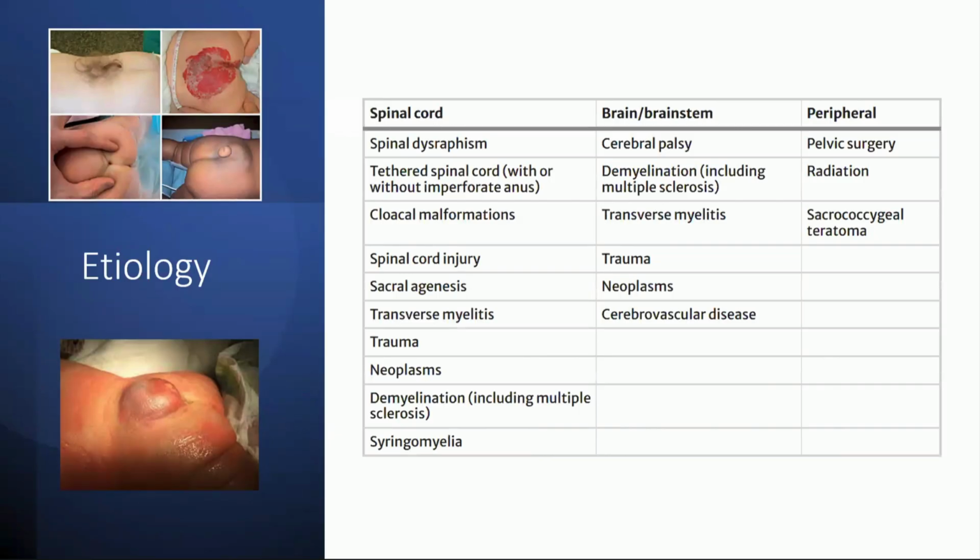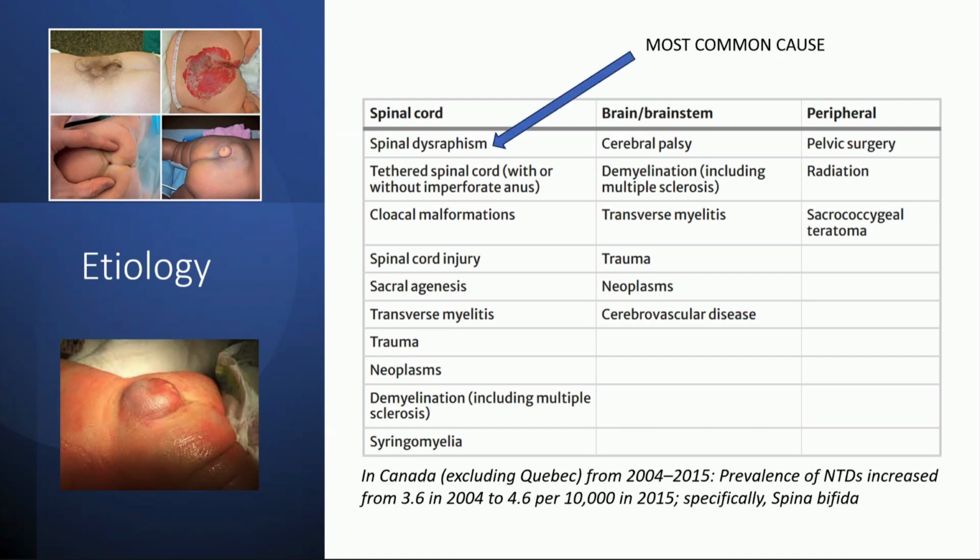Coming to the etiology, it can result from multiple conditions which affect the spinal cord, brain, or the peripheral nervous system. The most common cause in children is spinal dysraphism. Other underlying conditions include sacral agenesis, caudal regression syndrome, anorectal malformations, cloacal malformations, and other injuries like spinal cord injuries or transverse myelitis. Pediatric neurogenic lower urinary tract dysfunction is increasingly prevalent in India and Canada, although the exact prevalence is not known.